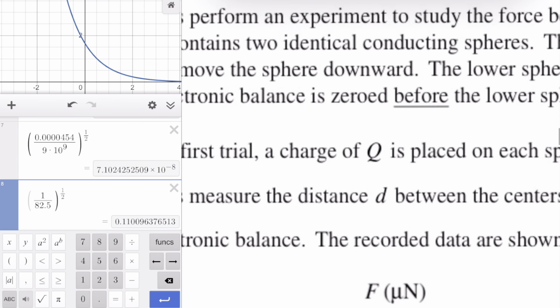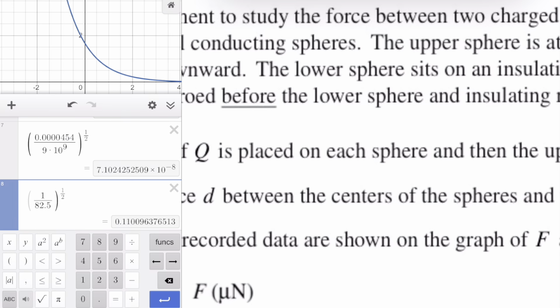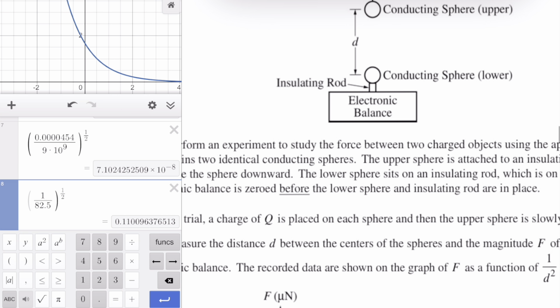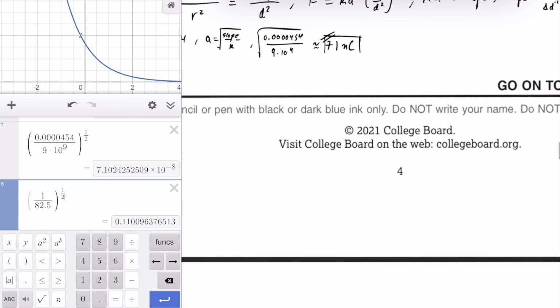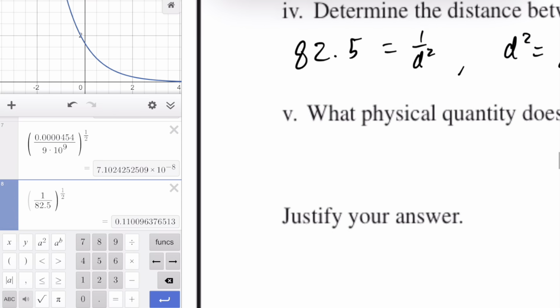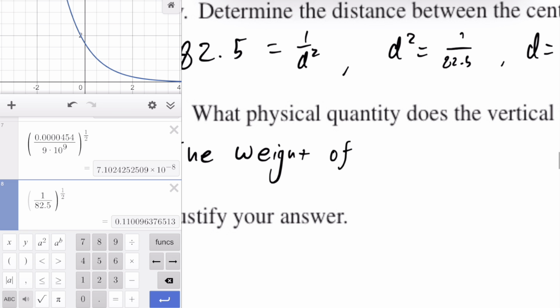So let's think. Because it says zeroed before the lower sphere and insulating rod were put in place, right? When I put them on there, the scale will start reading something. And what will that be reading? The force of gravity. There's no other forces acting on it besides the force of gravity. So we're going to say the weight of the rod and sphere, because the weight is the force of gravity.